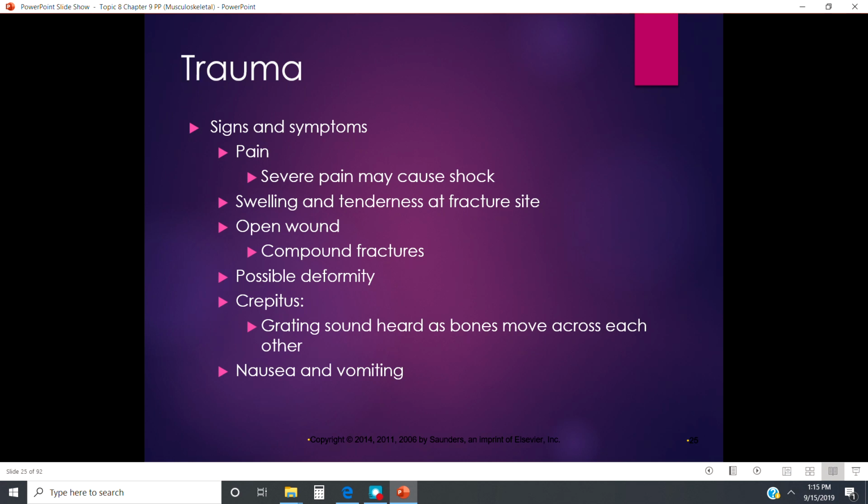Depending on the mechanism of the injury, the bone may be deformed. Crepitus is a grating sound that you hear as the bones move across one another. Sometimes that happens when they're trying to realign the bone, and you may hear a little bit of a grating sound. And a lot of times, even with the severe pain, there'll be some nausea as well as some vomiting.